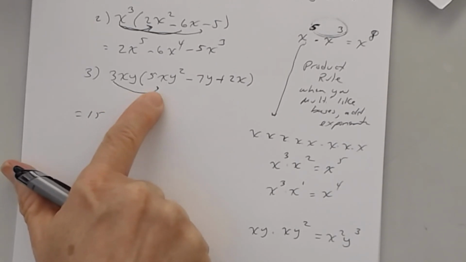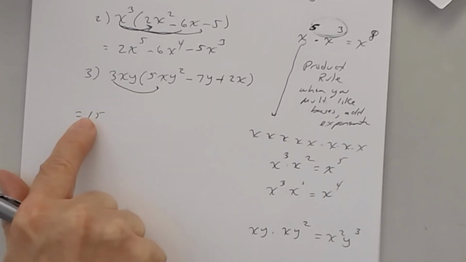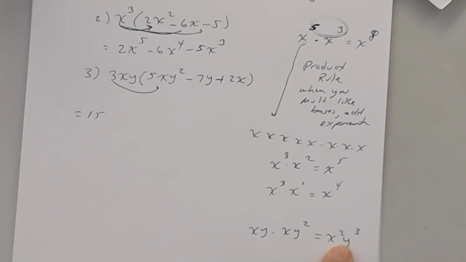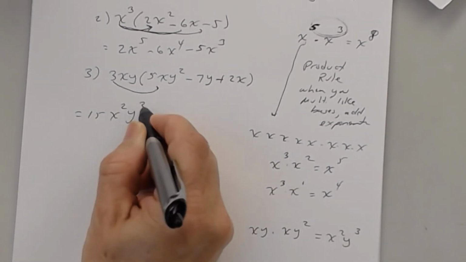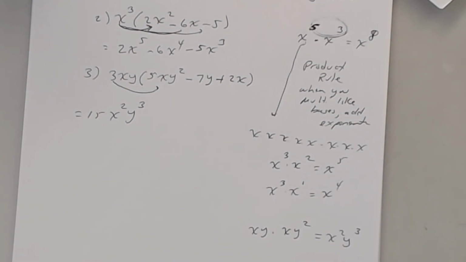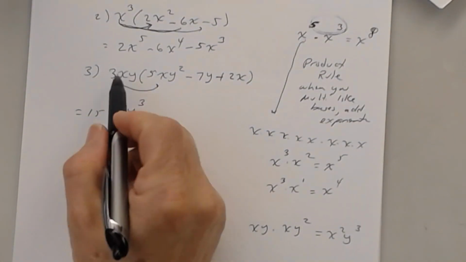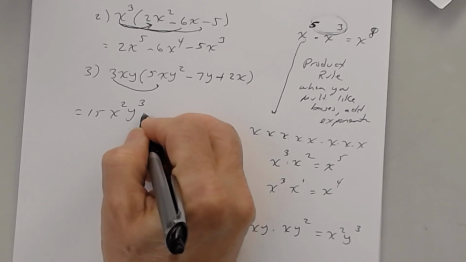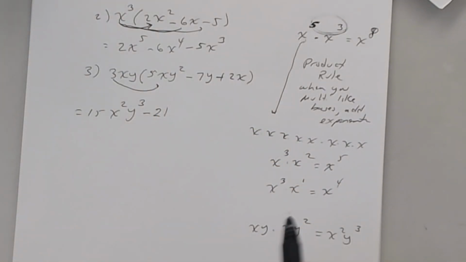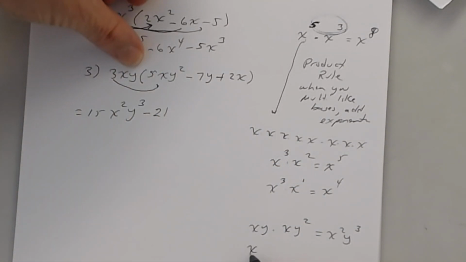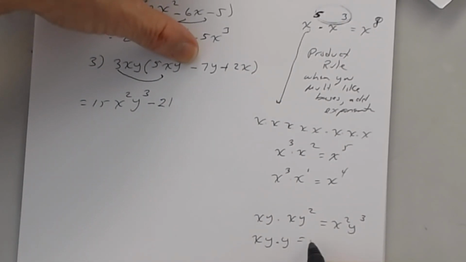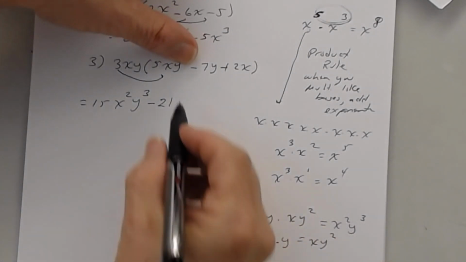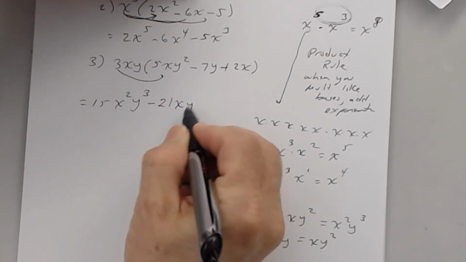So 3xy times 5xy squared is 15 what? X squared y cubed. All right. What is 3 times negative 7? Negative 21. All right, let's do the variables. What is xy times y? Xy squared. You'll agree? Okay. So that'll be minus 21xy squared.